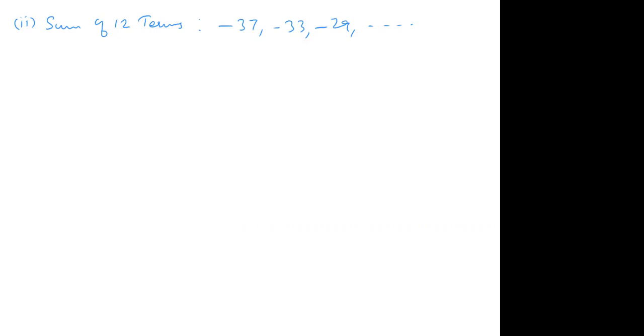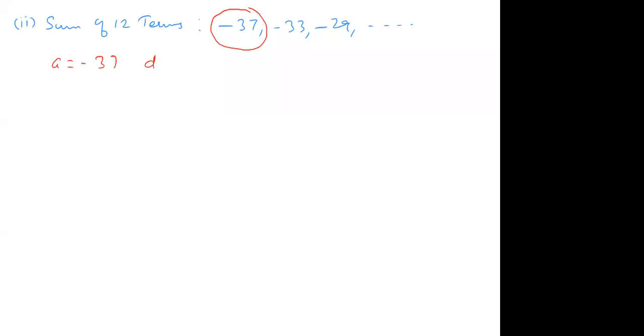So here again start the same way. Don't think whether D can be positive or negative. D can be positive, D can be negative, D can be rational, any real number. So in this, the first term is whatever the first term written is. So A is equal to minus 37.